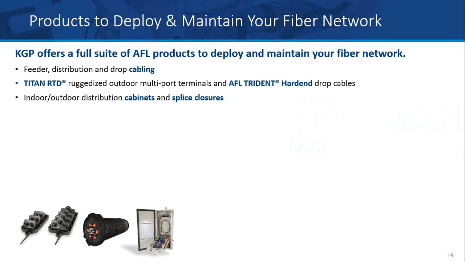Really to expand on AFL and the suite of products that we have, I mentioned that we do have a full suite of products end to end, and we offer these all through KGP. So cabling everywhere from your feeder, distribution, and drop cables. For fiber to the home, another solution that AFL recommends to the market is our Titan RTD solution. That's our hardened outdoor multi-port terminal used for fiber to the home as an access point, and that's paired with our Trident hardened drop cables. I mentioned already splice closures. We also have a variety of wall mount cabinets and wall enclosures that can be placed either indoors or outdoors.